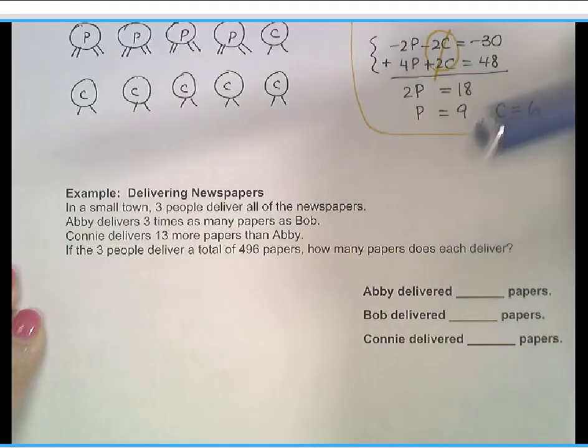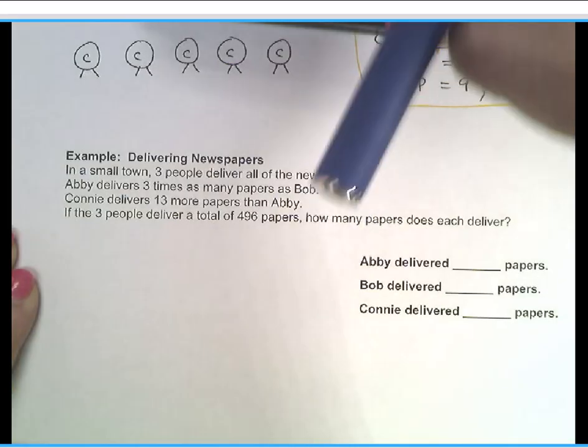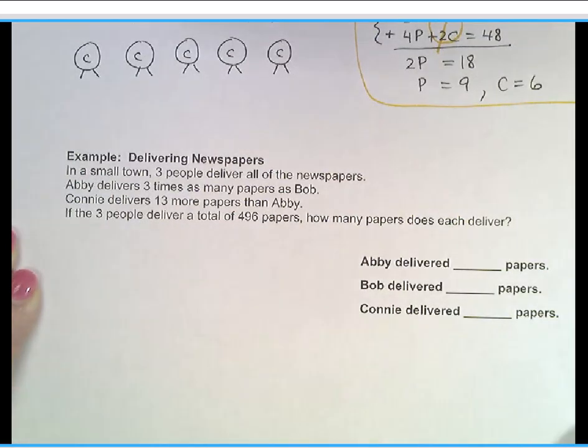All right, this next one, we're not really going to draw a picture as much. For this one, I am going to use some variables. And I'm going to treat it like some other problems that we've seen in here. So it says, in a small town, 3 people deliver all of the newspapers. Abby delivers 3 times as many papers as Bob. Connie delivers 13 more papers than Abby. If the 3 people deliver a total of 496 papers, how many papers does each person deliver?